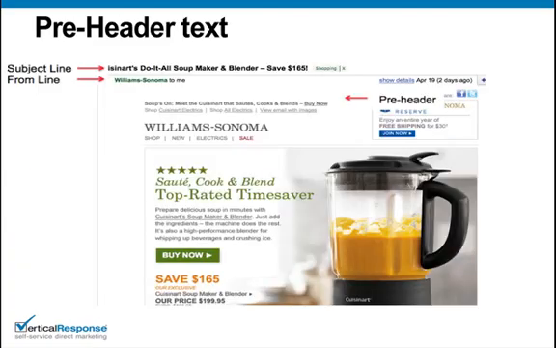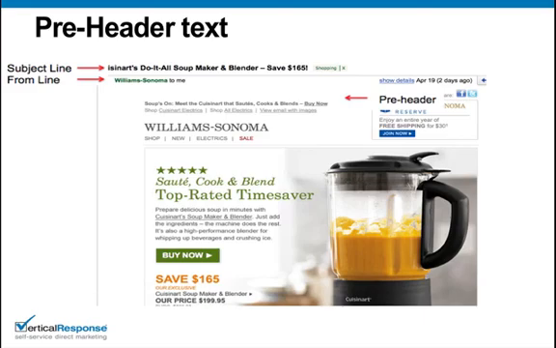And then here's an example of what this looks like when an email is open with all the various pieces of the subject line. So you can see the subject line, then you see the from line, which is Williams-Sonoma, a very well-known brand, and then you can see the pre-header text. This is what it looks like when it's opened, and the last page showed you what it looks like when you're looking at all the subject lines in your inbox.